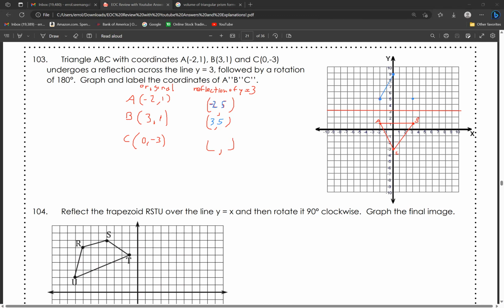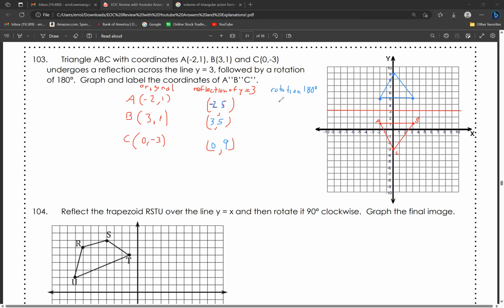All right, so let's graph that. So what was C? C was 0, 9. Okay, so that's the second step, right? Original, reflection about y, and then the last one is rotation of 180. Rotation 180 degrees.